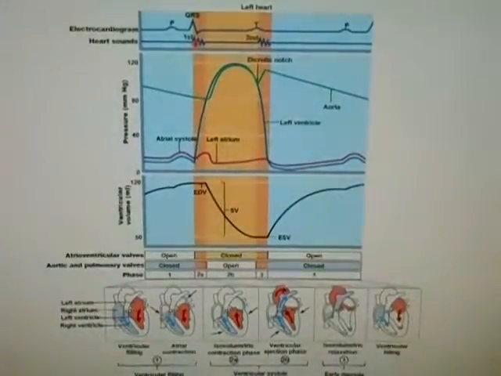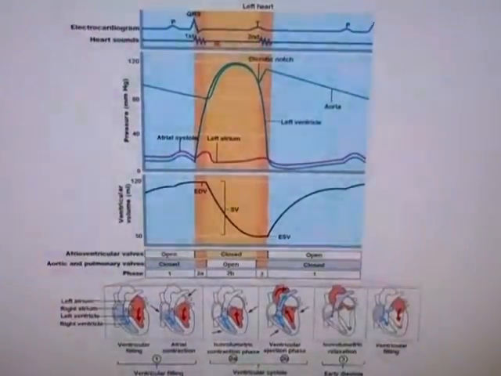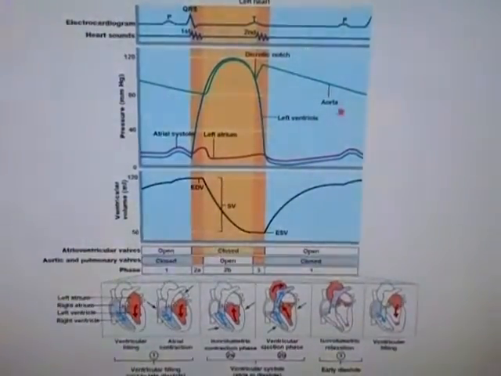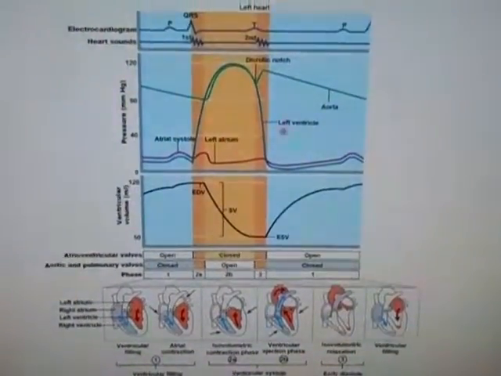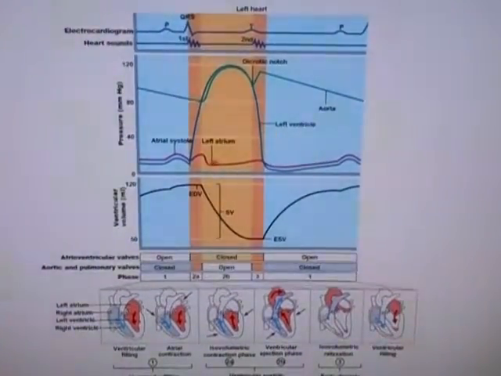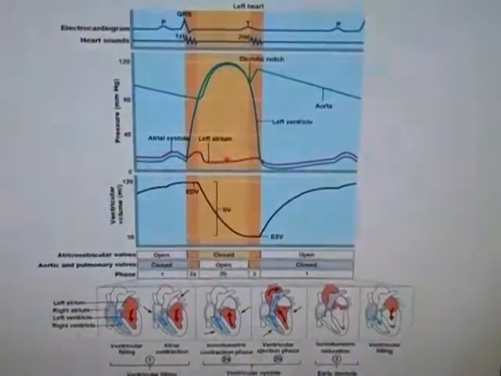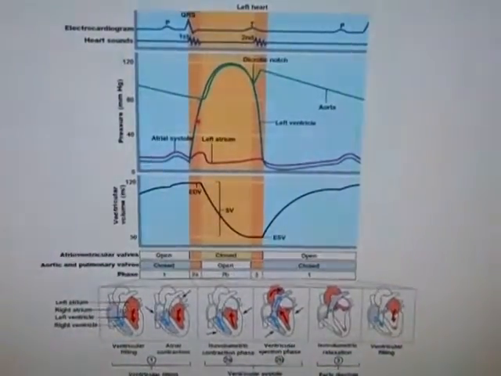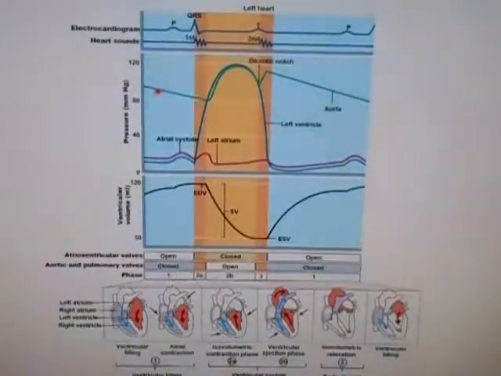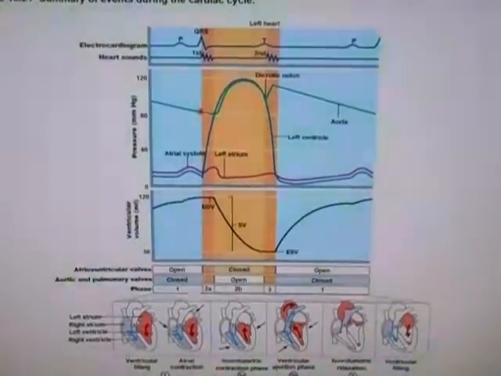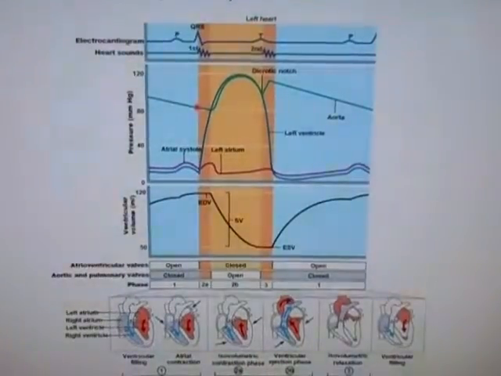Just below it here, we have the heart sounds. You see first and second heart sounds. This middle part right here represents pressures in three different areas. So this line right here is the pressure in the atrium. This blue line right there is the pressure in the ventricle. And this green line right here represents pressure in the main artery of the systemic circuit, which is the aorta.